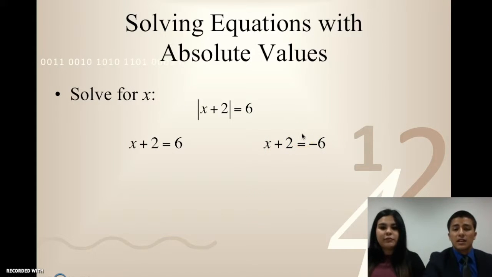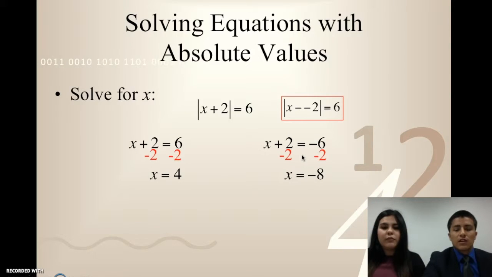We want to split it into two equations by setting the number on the right equal to the positive value and the negative value. After doing this, we do what Ms. Nava showed you in the review by isolating the variable and leaving x by itself. By subtracting 2 on each of the equations, you get x is equal to 4 and x is equal to negative 8.